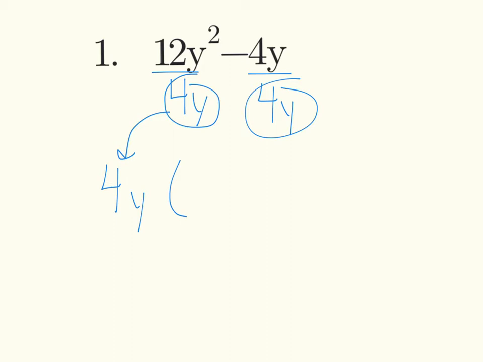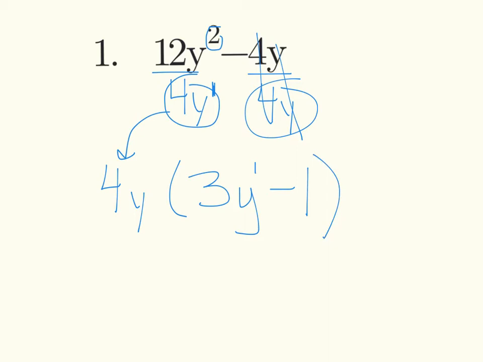So 12 divided by 4 is 3. Okay, and then we have y to the second divided by y to the first. Remember, we're subtracting exponents, is y to the first. Okay, and then we have negative 4 divided by negative 4, which is a negative 1, and then my y's cancel. Okay, so that's my answer.